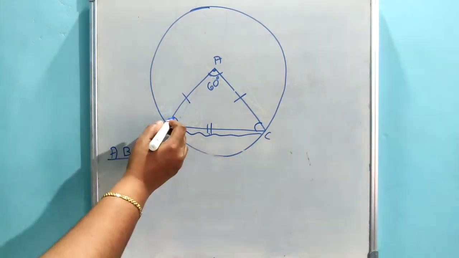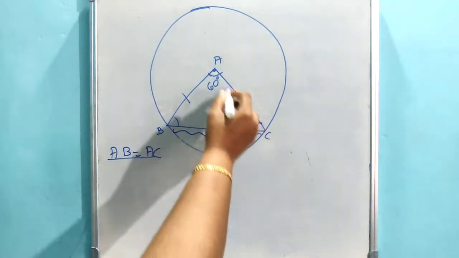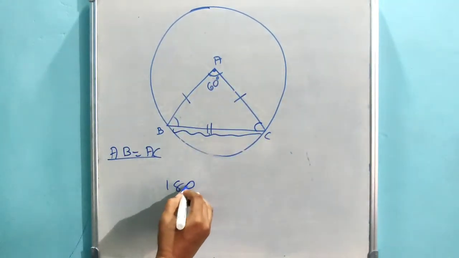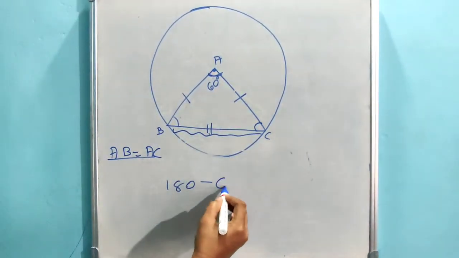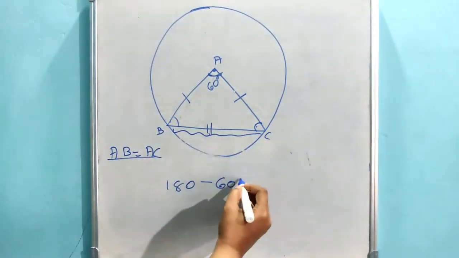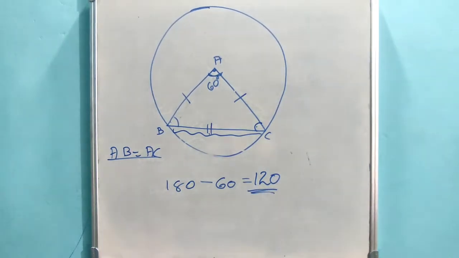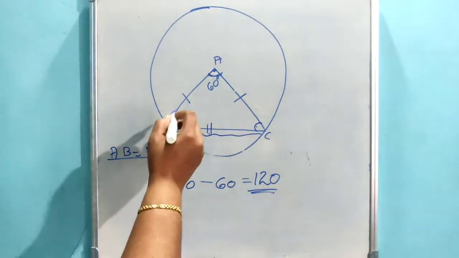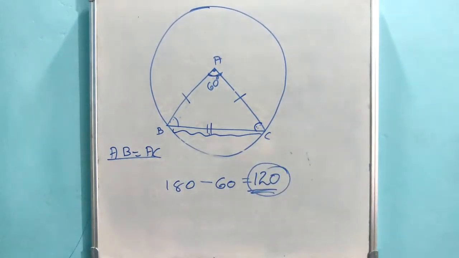Then what will be these two angles? We know that the sum of angles of any triangle is 180, and out of which one angle is equal to 60. Then the sum of the other two angles is equal to 180 minus 60, that is equal to 120. Both angles are equal and their sum is equal to 120.